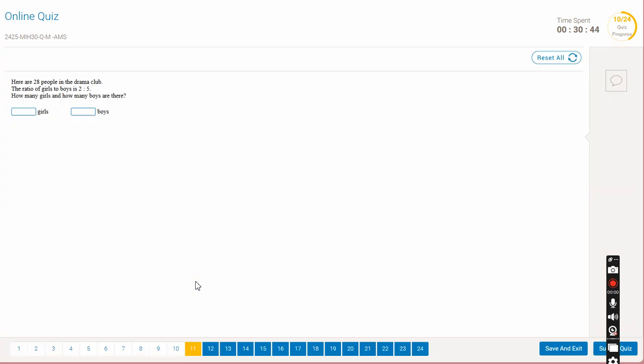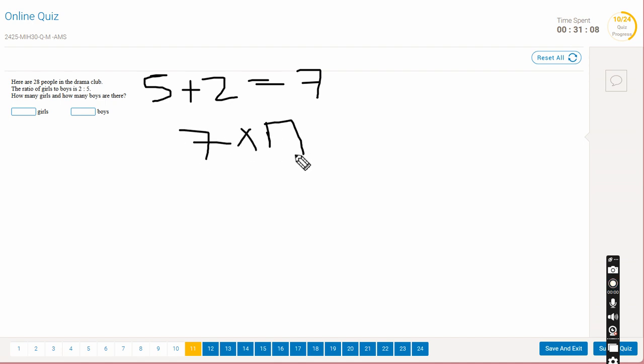Here are 28 people in the drama club. The ratio of girls to boys is 2 to 5. So again, what are you supposed to do here? So 28 people in the drama club, again, they multiplied a number by the total number to get 28. Now, what is our total? They haven't given us a total in here, but we can figure out what the total is. We can just add them. So 5 plus 2 is the total number of people in the drama club. So that's 7. Now, 7, they multiplied it by something to get 28. Remember, 28. So 7 times what gives you 28?